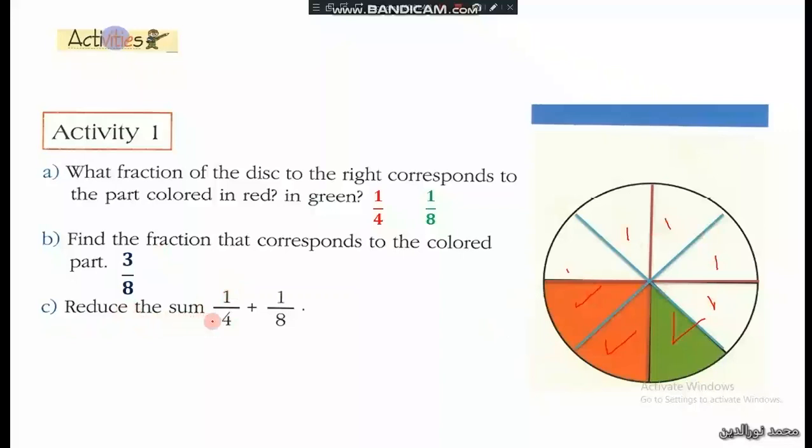So reduce the sum. If I add the fraction of the red part with the fraction of the green part, the result should be 3 over 8. So reduce the sum: 1 over 4 plus 1 over 8 equals 3 over 8. Let's see how I got 3 over 8 from these two fractions.